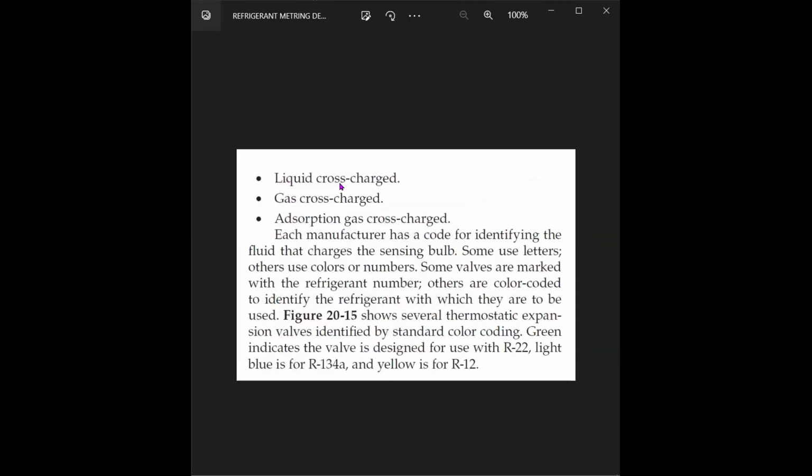There is something called a liquid cross charge. I'll come to the gas charge in a minute, but liquid cross charge. Okay. So suppose liquid cross charge means basically the sensing bulb uses a refrigerant that is different from the one in the system.